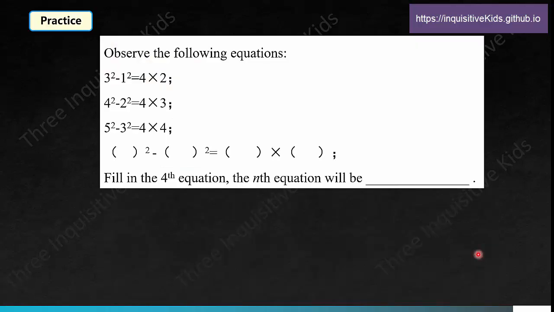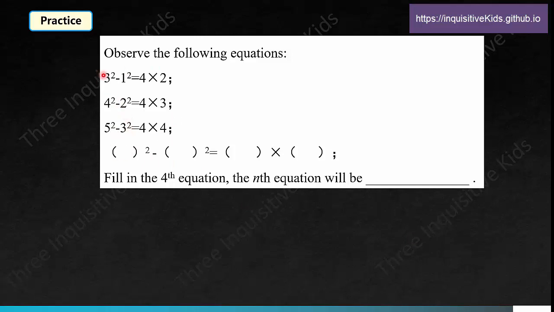Next problem. Observe the following equations. 3 squared minus 1 squared is equal to 4 times 2. 4 squared minus 2 squared is equal to 4 times 3. 5 squared minus 3 squared is equal to 4 times 4. Now we're being asked, fill in the fourth equation. The nth equation will be blank. So what we need to do is write the nth equation, and we need to write down what will come next in this pattern.